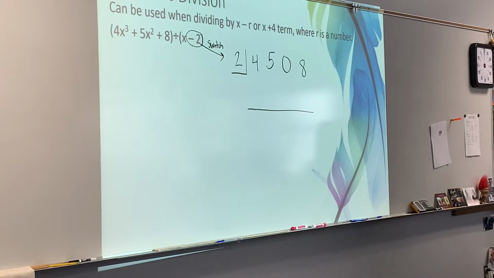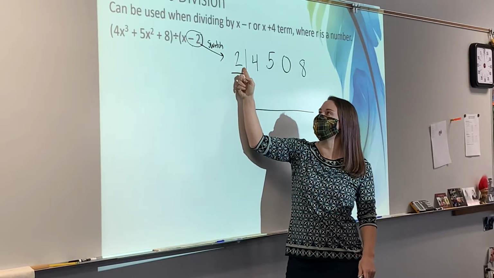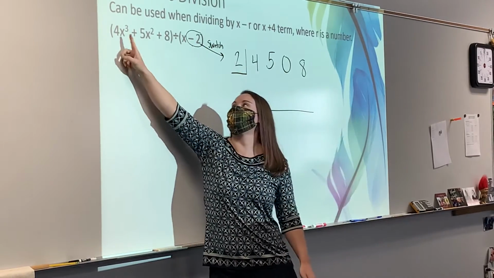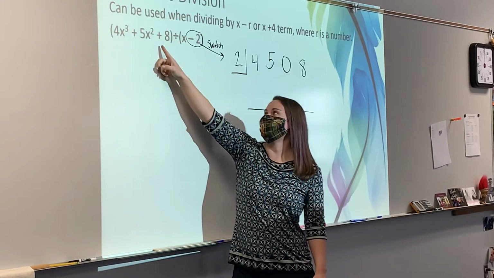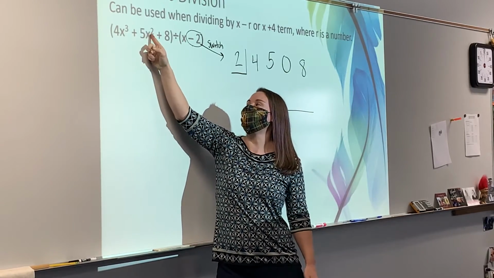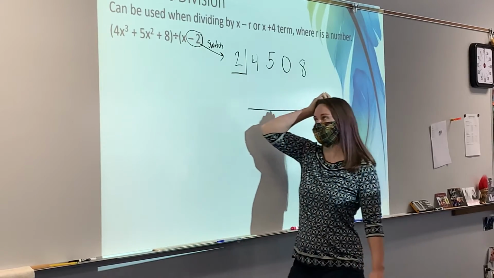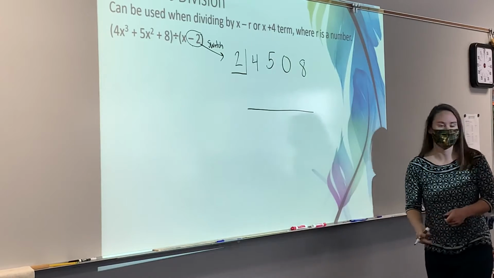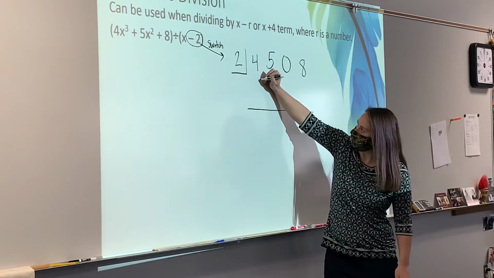All right, so let's just recap. All we've done so far is take this number, switch it and put it in a box. Then we wrote the 4, 5, the 0, and the 8. The 0 came from the fact that we went from an x cubed to an x squared. We're missing an x term. And we have a number. All right, here we go. First step here is going to be to drop down the 4.